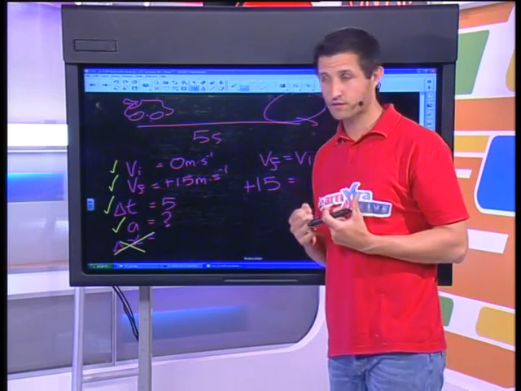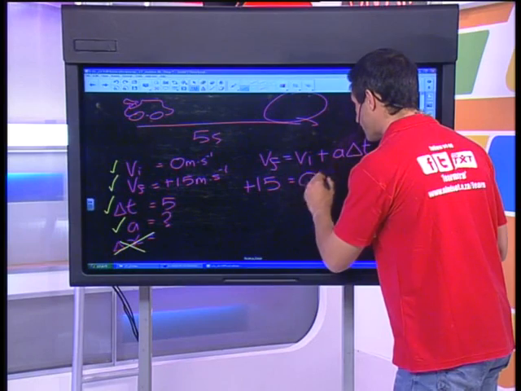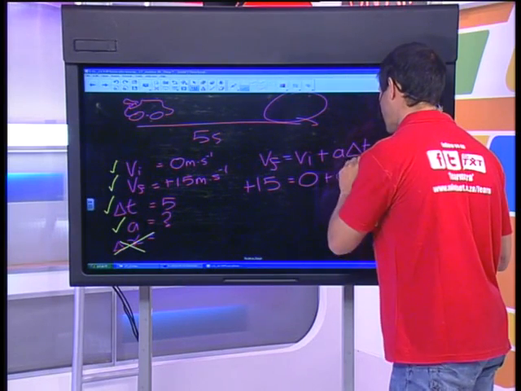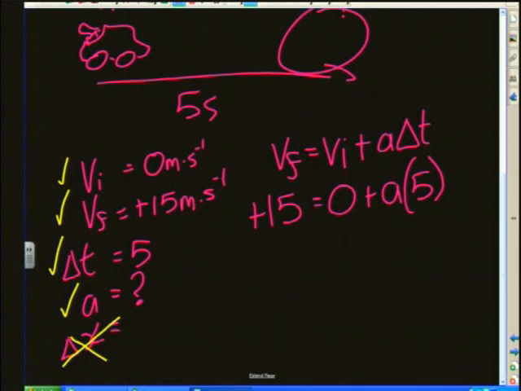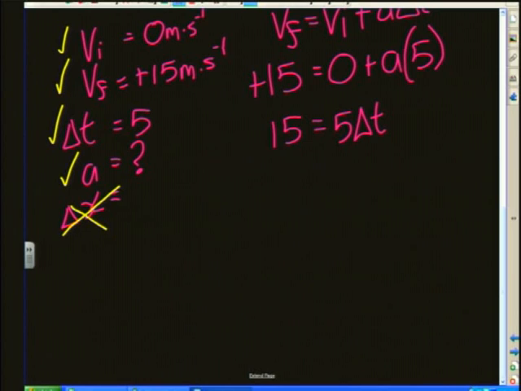Plus means forward. So over here, V initial, 0, plus A times delta T. It took 5 seconds. Now, guys, please practice your skills when you are trying to manipulate this. So this leaves me with 15 is equal to 5 times delta T. To get delta T on its own, I divide both sides by 5. Please don't subtract it, that's incorrect. Divide both sides by 5, and what I'll get is that 3 is equal to delta T. So therefore, delta T is equal to 3 seconds.